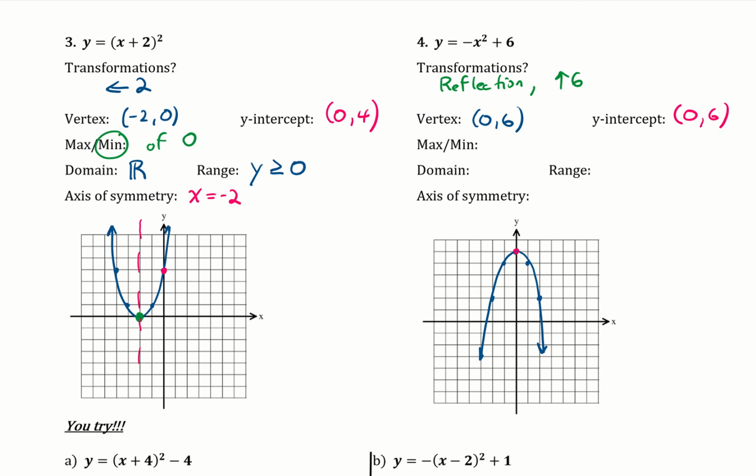This graph is opening down, so there's a maximum of 6. Domain looks at the graph from left to right. It's going left and right forever, all real numbers. All right, the range is looking at the graph from bottom to the top. This time it's going down forever, but it doesn't go past this vertex. So y has to be less than or equal to 6. And then the axis of symmetry is that vertical line passing through the vertex, x equals 0.